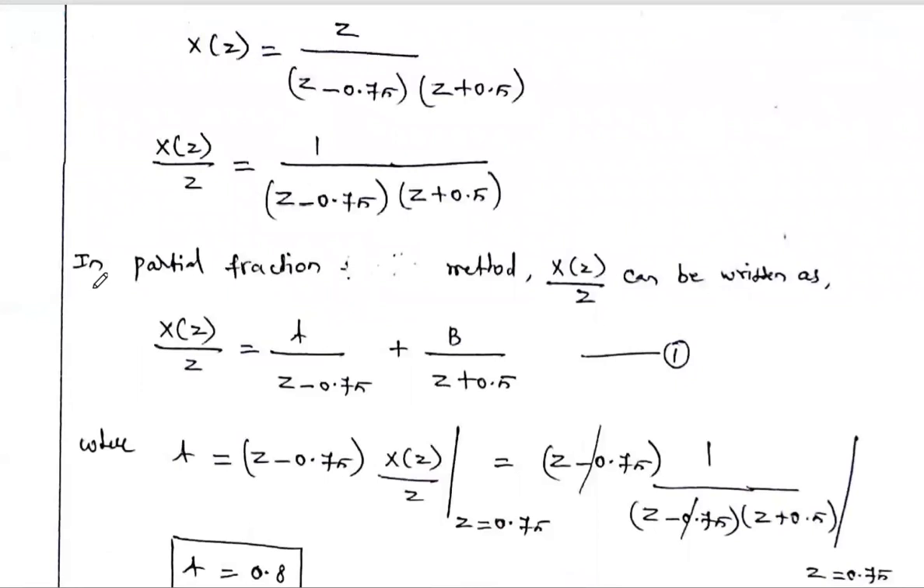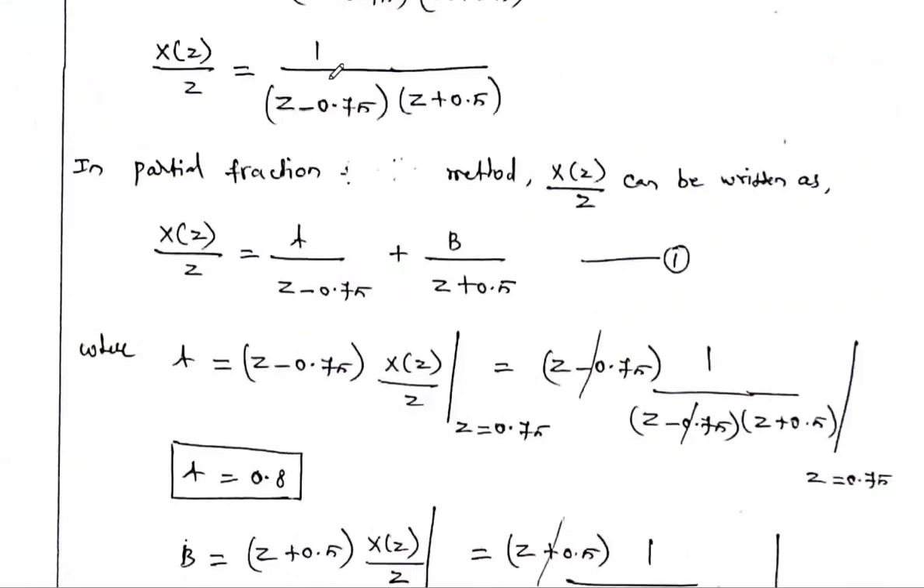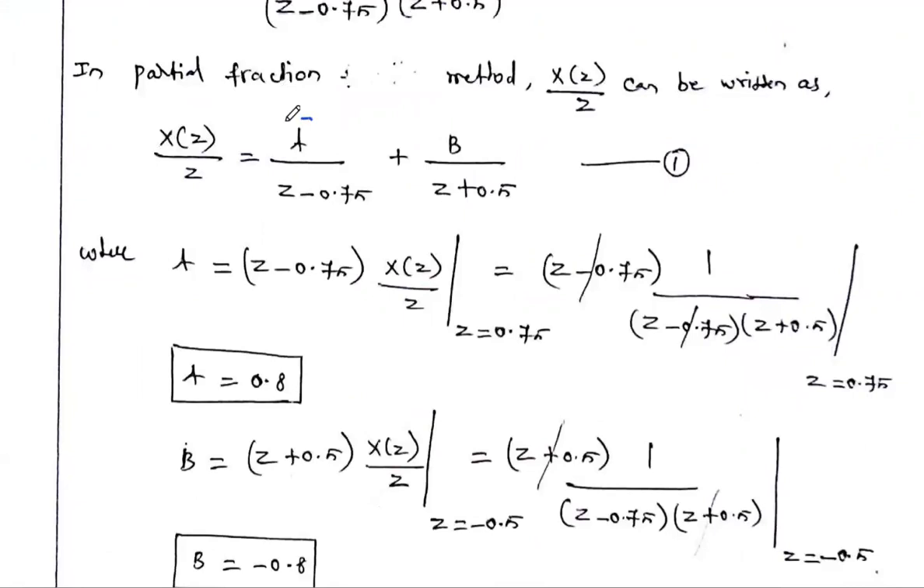Then in the partial fraction method, this X of z by z, that is the above equation, can be written as, how can you write this equation in partial fraction? A by the first value z minus 0.75 plus B divided by z plus 0.5. So you just consider this as equation number 1. And after that, what is the next step? We have to calculate the value of this partial fraction coefficients A and B.